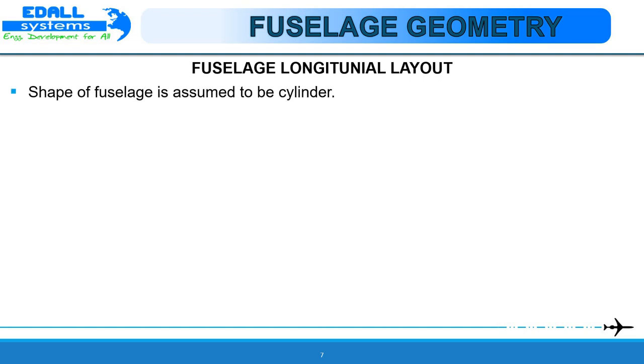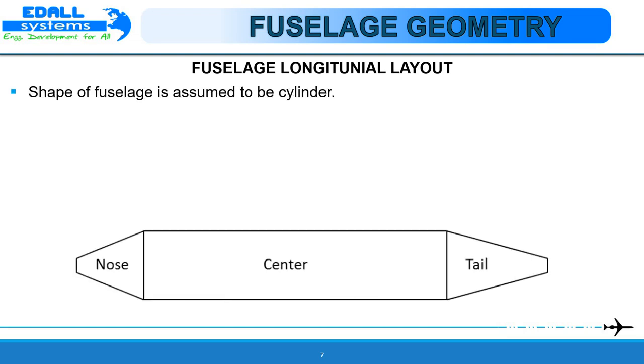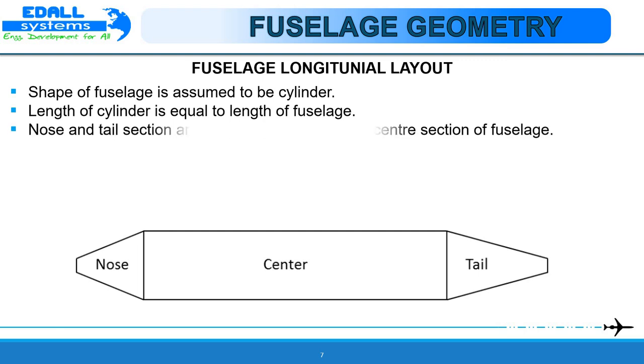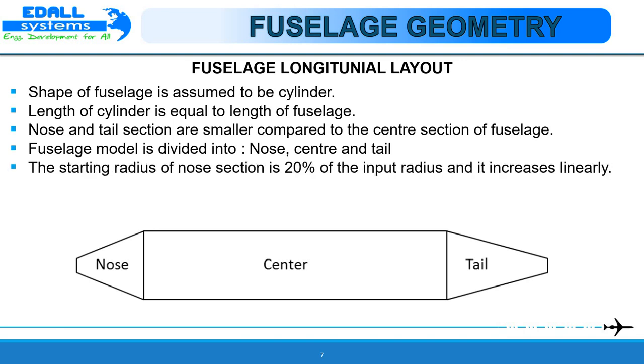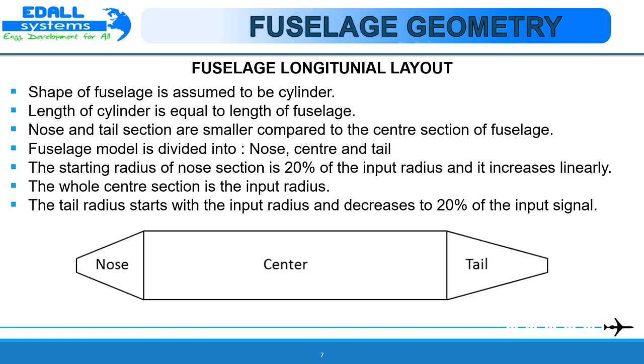Fuselage longitudinal layout. The shape of the fuselage is assumed to be a cylinder. The length of the cylinder is equal to the length of the fuselage. Nose and tail sections are smaller compared to the center section of the fuselage. The fuselage model is divided into nose, center, and tail. The starting radius of the nose section is 20% of the input radius and it increases linearly. The whole center section is the input radius. The tail radius starts with the input radius and decreases to 20% of the input radius.